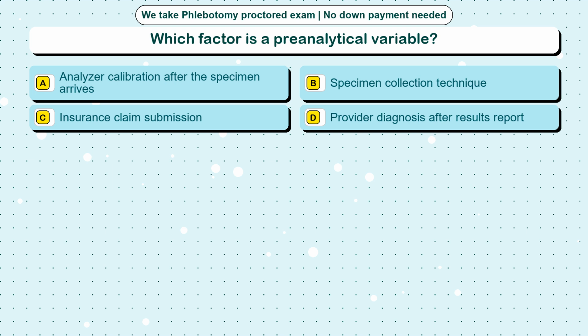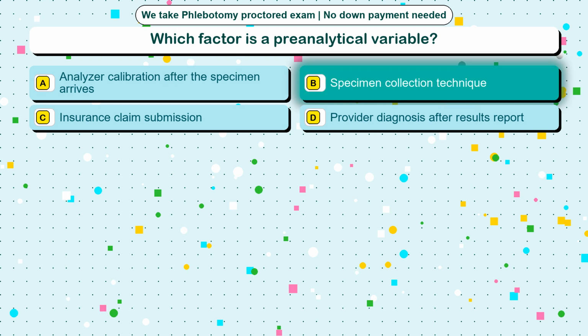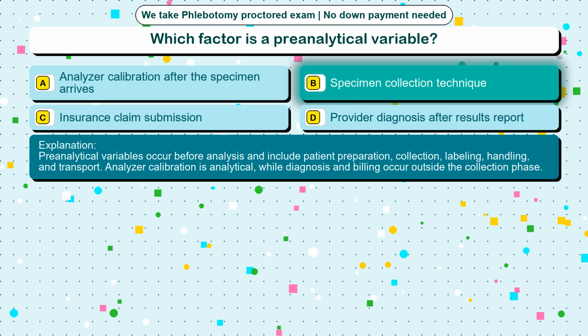Option B, specimen collection technique. Option C, insurance claim submission. Option D, provider diagnosis after results report. The correct answer is option B, specimen collection technique. Pre-analytical variables occur before analysis and include patient preparation, collection, labeling, handling, and transport. Analyzer calibration is analytical, while diagnosis and billing occur outside the collection phase.